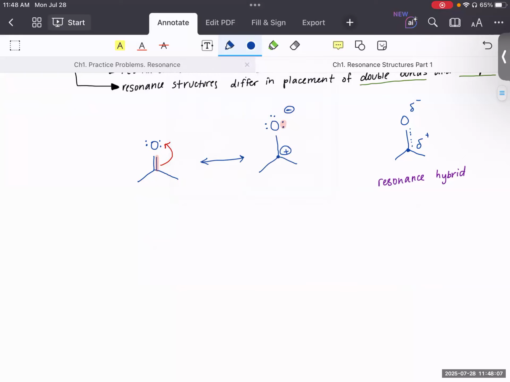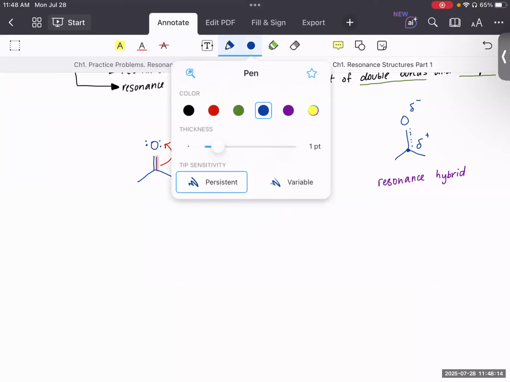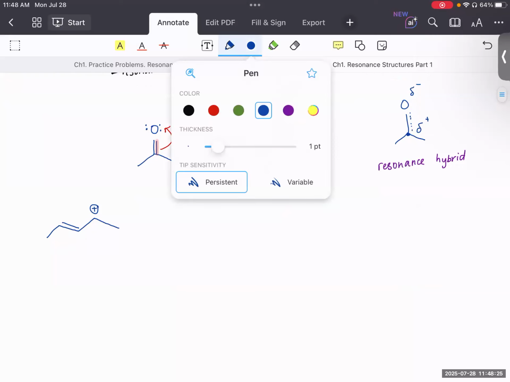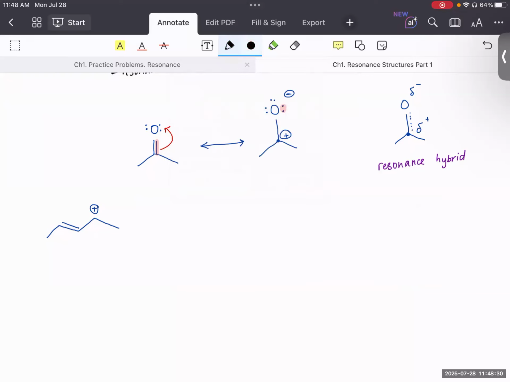All right, let's do another practice problem. So here what we're going to work with is starting with a structure that has a positive charge already. And so a pretty useful tip when thinking about where to start a resonance structure is looking for positive charges. Whenever you see a positive charge, what you can think of is where can electrons shift over to fill that empty space.